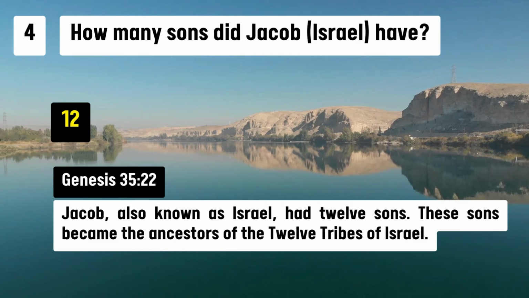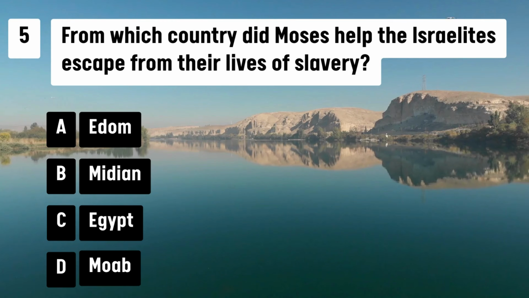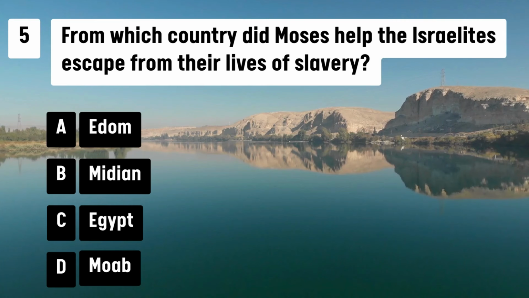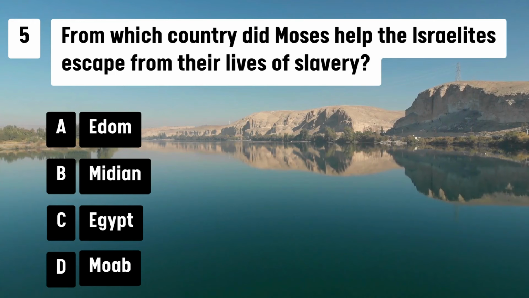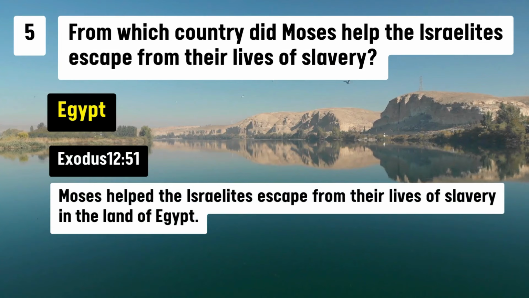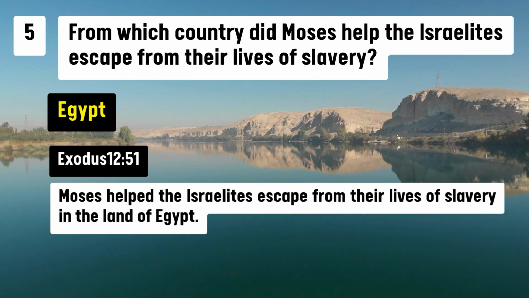Question 5. From which country did Moses help the Israelites escape from their lives of slavery? Edom, Midian, Egypt, Moab. The answer is Egypt. Exodus chapter 12, verse 51. Moses helped the Israelites escape from their lives of slavery in the land of Egypt.